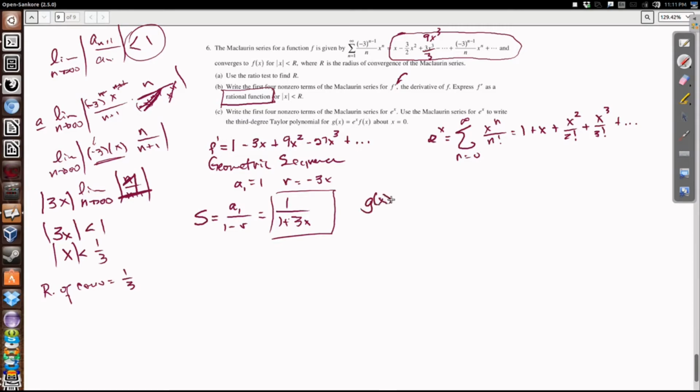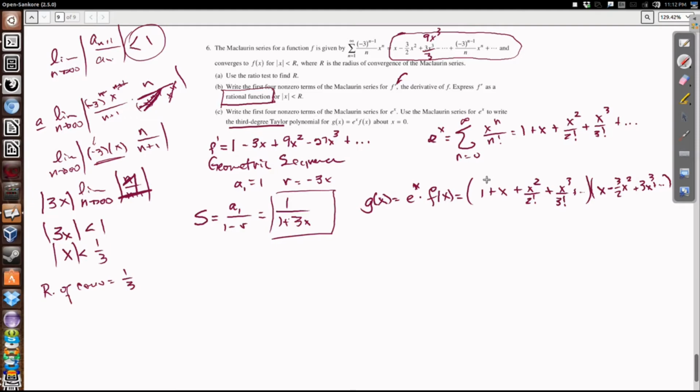So g of x is supposed to be e to the x times f of x, where e to the x is what we just put. So x squared over 2 factorial, x cubed over 3 factorial. And there's going to be stuff here, but none of this stuff is going to contribute to a third-degree Taylor polynomial. Only third powers and less will contribute. And this is going to be times x. So I'm going to have x minus 3/2 x squared plus 3x cubed plus stuff. And again, only stuff up to the 3rd power is going to contribute to a third-degree Taylor polynomial.